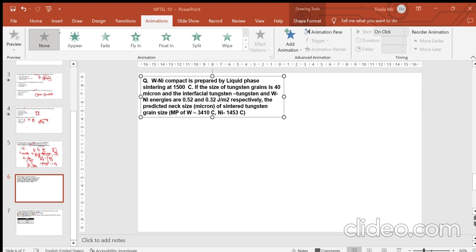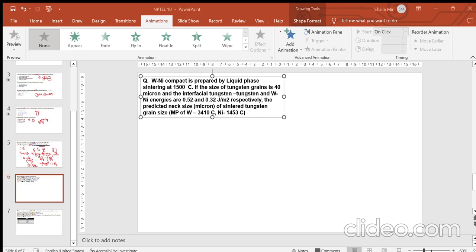Okay, so you are doing the sintering process at 1500 degrees Celsius. It is saying that if the size of the tungsten grain is 40 microns and the interfacial tungsten and tungsten nickel energies are given like this, what is the predicted next size of the sintered tungsten grain? So you have to calculate the predicted next size. Next size is actually the x by d ratio.